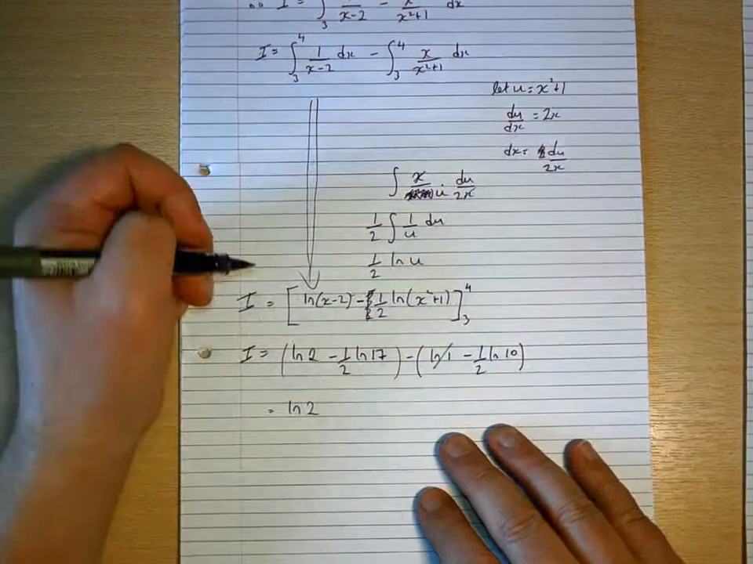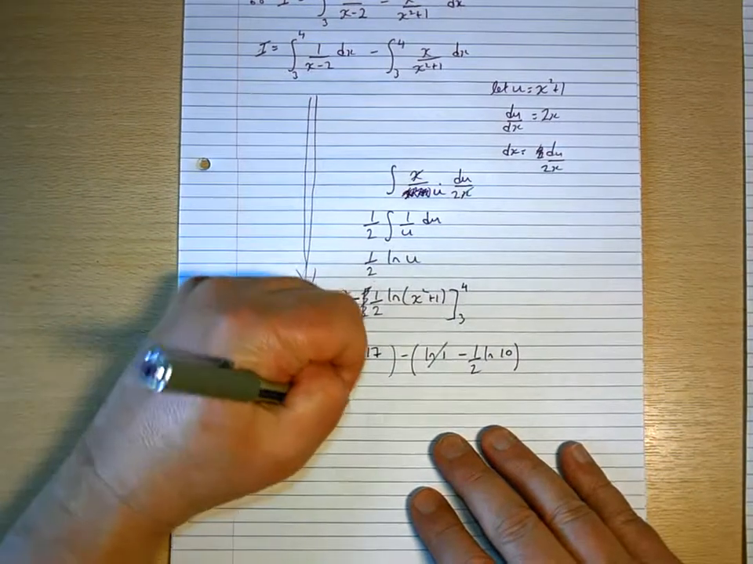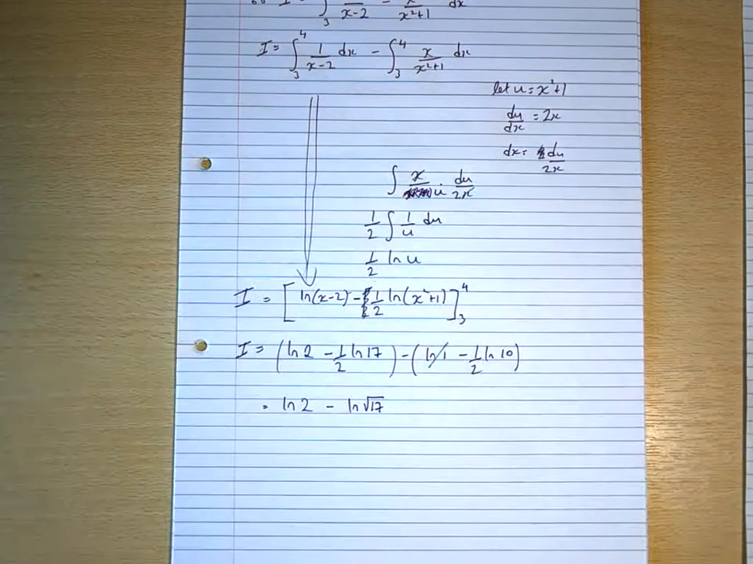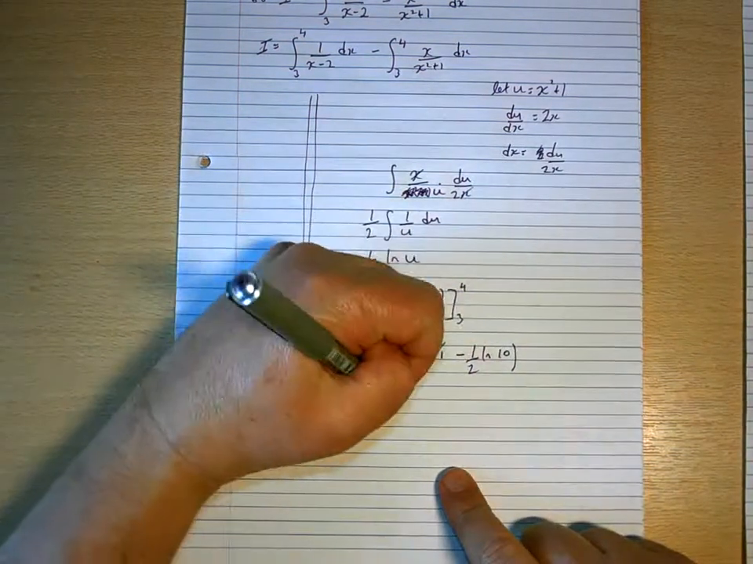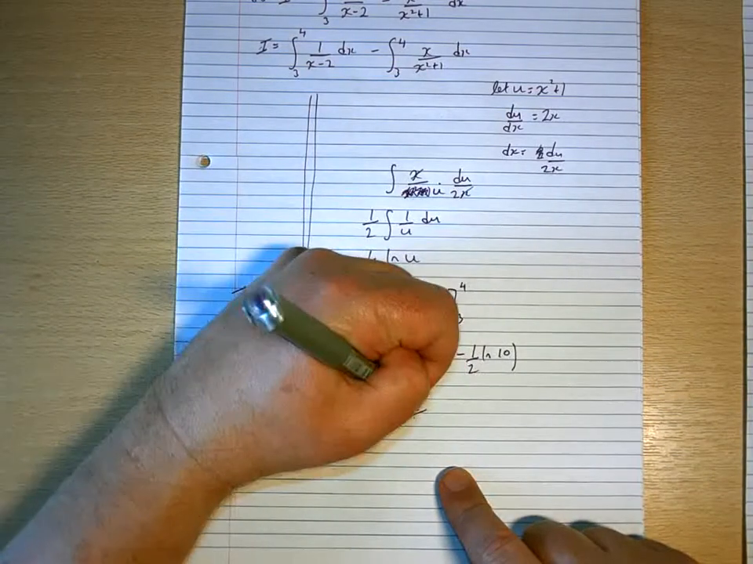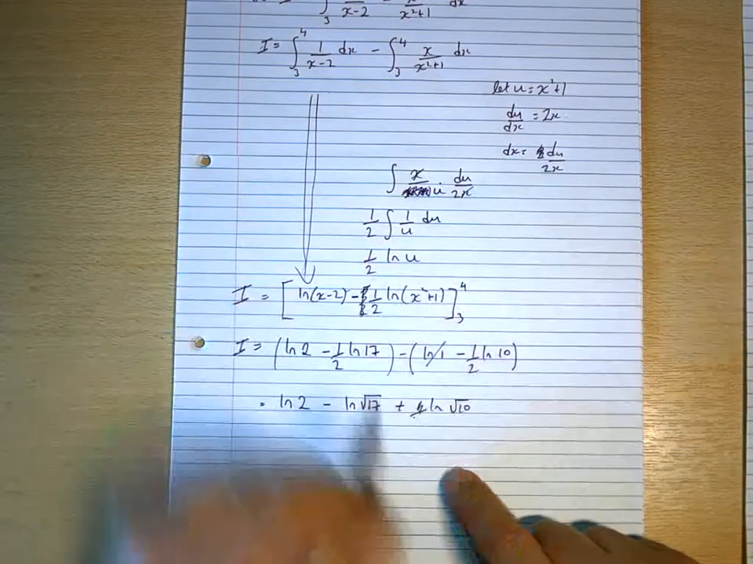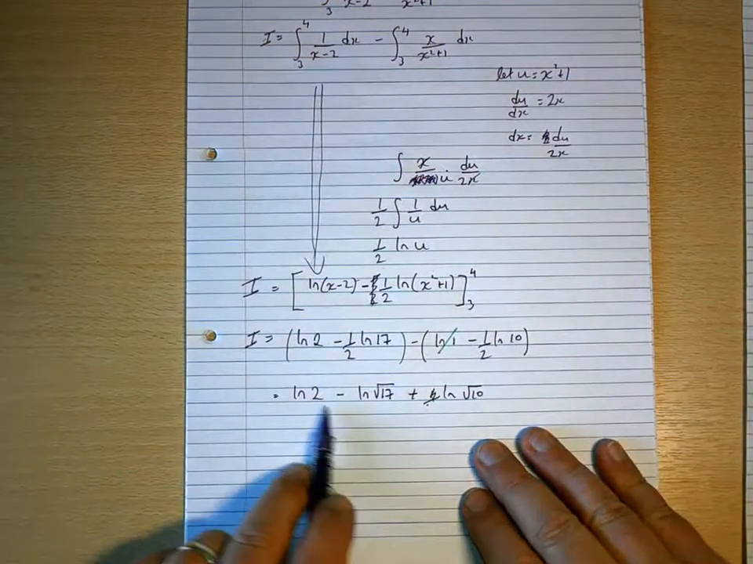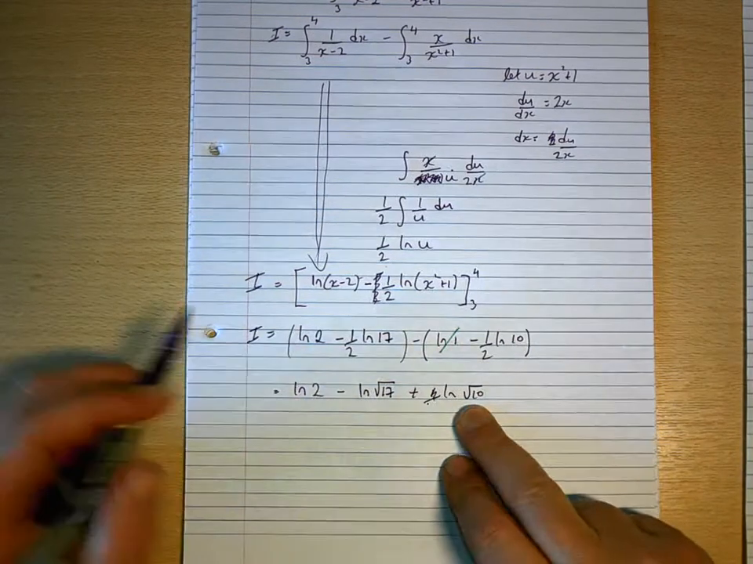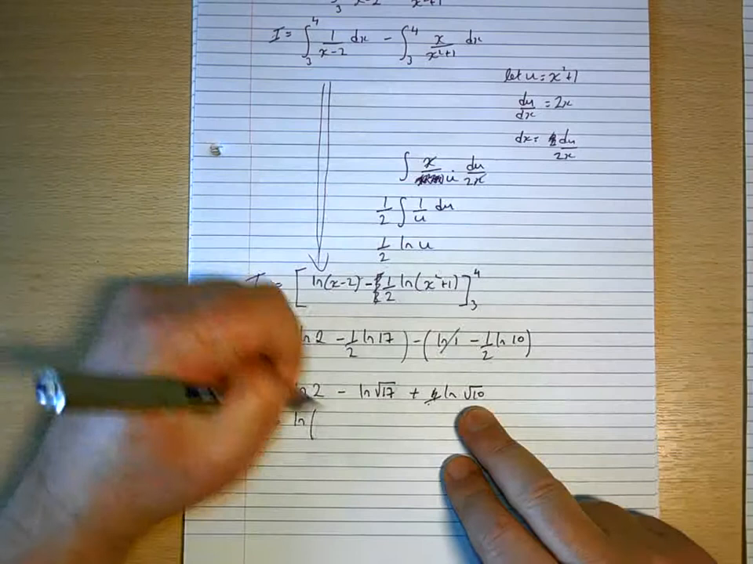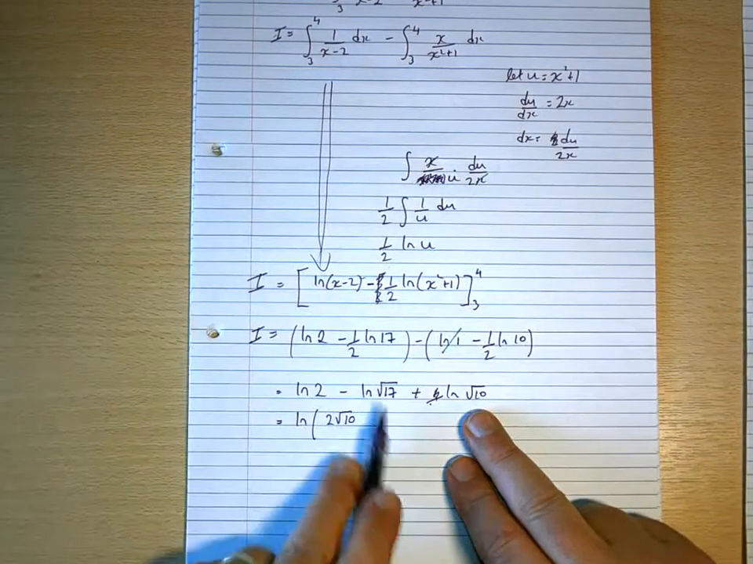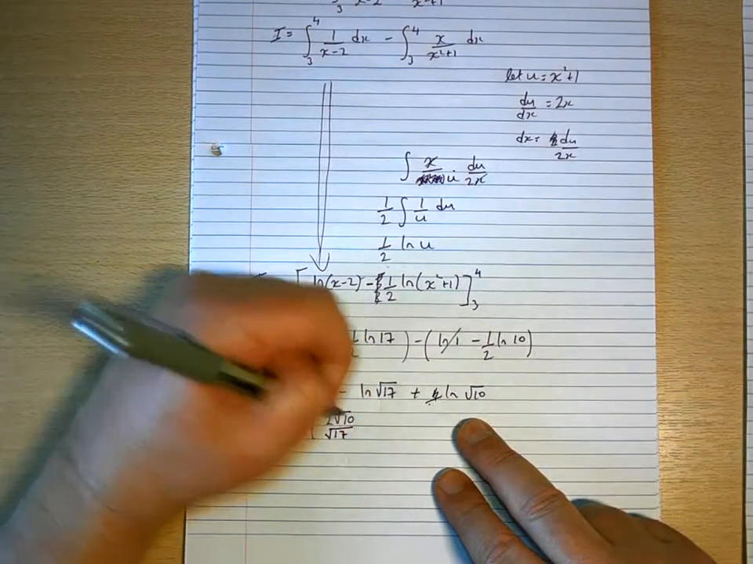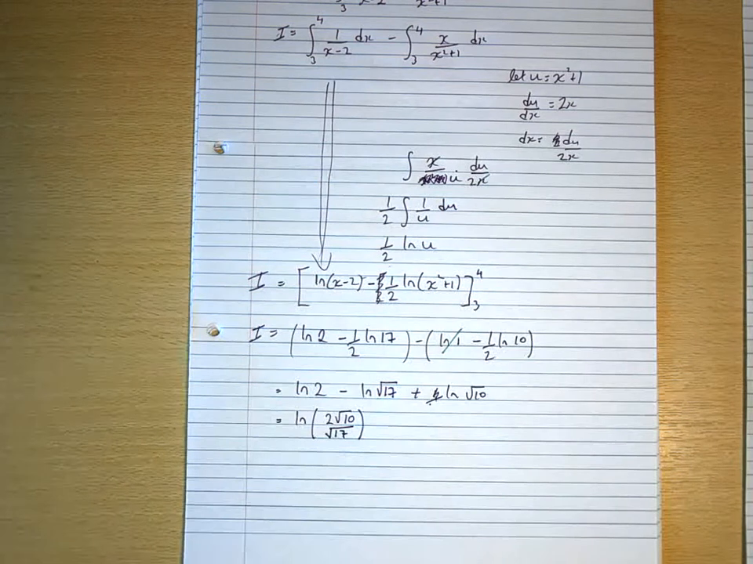So I have ln of 2 minus ln of the square root of 17, bringing that half to a power, plus ln of the square root of 10 by doing the same thing. So now using the laws of logs, if I'm adding, that's the same as multiplying. And then when I'm subtracting, I'm dividing like that.